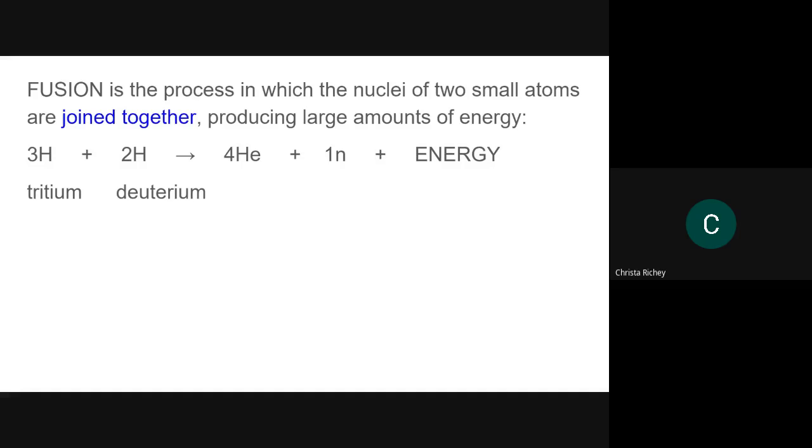Our problem is we're having a hard time getting the energy out that we put in with a tokamak, which is one of these. This is called tritium. Okay, this is called deuterium. Those are actually supposed to be superscripts. They are not supposed to be coefficients.